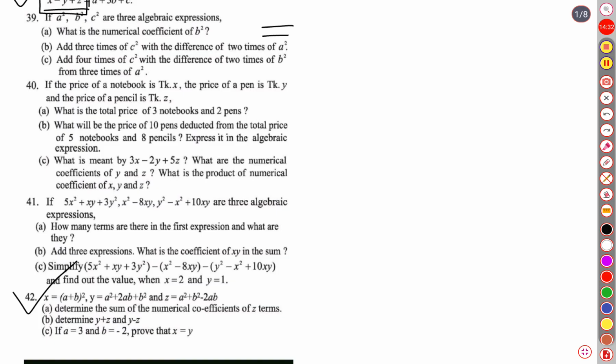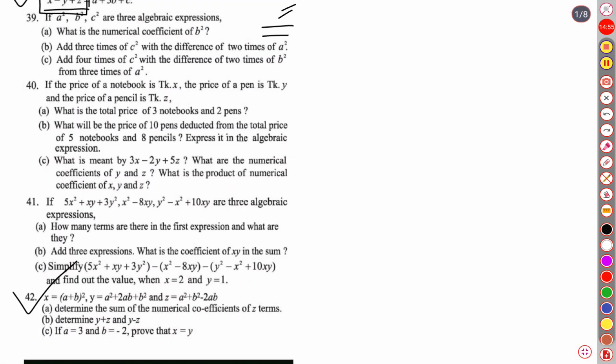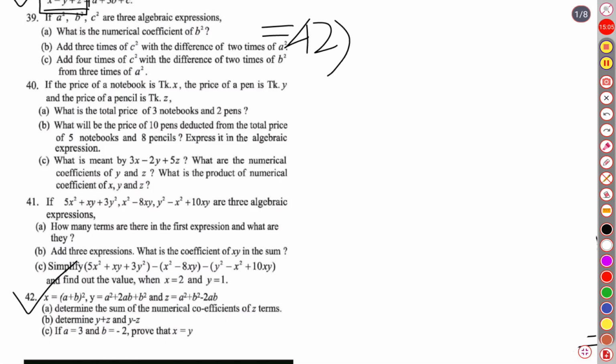It says x equal to a plus b whole square, y is equal to a square plus twice ab plus b square, and z is equal to a square plus b square minus twice ab. Determine the sum of the numerical coefficients of z terms. So this is question number 42. So we are to write the numerical coefficient of z terms.